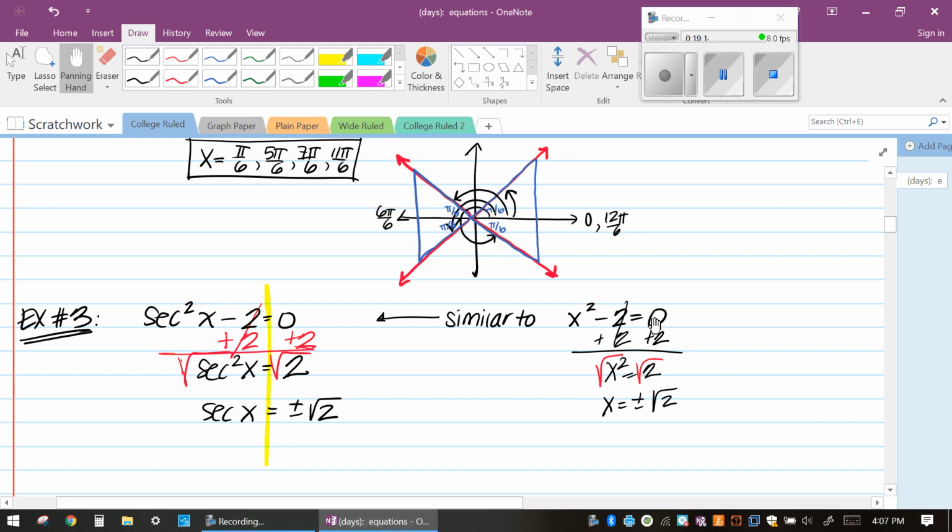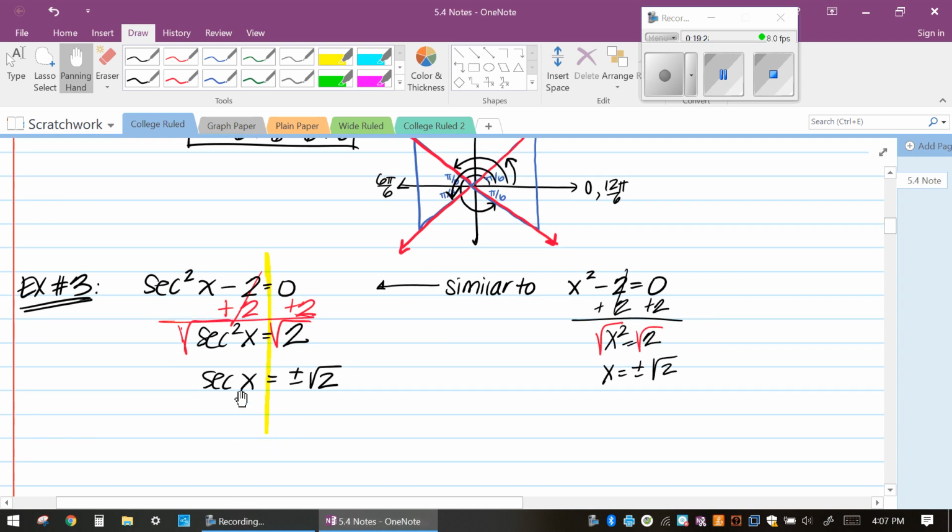Just like in the basic algebra problem here on the right, we try to get the variable isolated, by itself. You're doing the same thing here. You're isolating your trig function and getting rid of any exponents. Now, secant is a reciprocal property. To make your life easier, ask yourself, who is secant related to in terms of reciprocal? It's related to cosine. So I'm going to use the reciprocal.